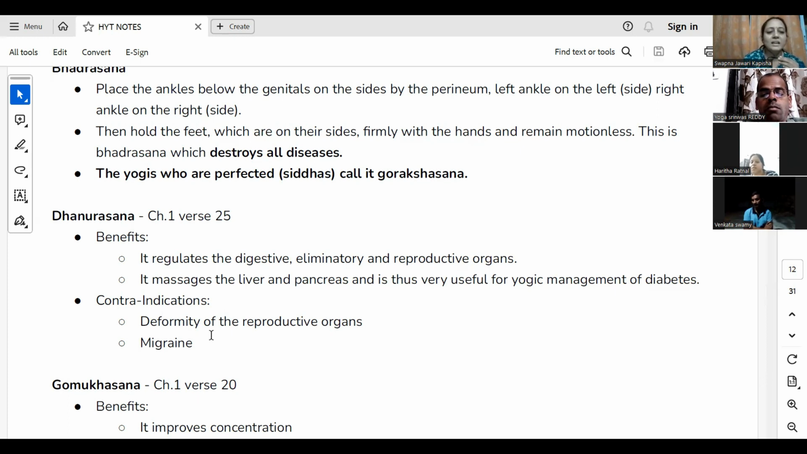Now you should not say that Dhanurasana helps to reduce obesity, it helps to reduce the stomach fat, it helps to reduce the problems related to ladies' menstrual problems. Don't go through those answers. You always answer according to the question. So it regulates the digestive, eliminatory, and reproductive organs. Okay. Contraindications. Contraindications means those who should not do. People with migraine and deformity of the reproductive organs. If there is any problem with the reproductive organs, they should not do Dhanurasana.